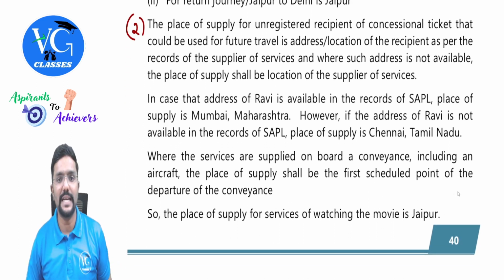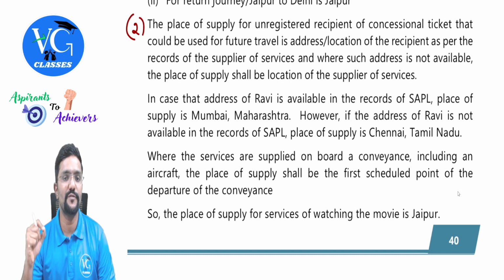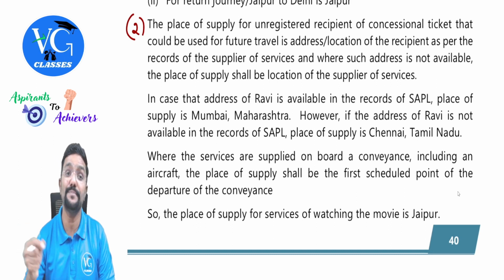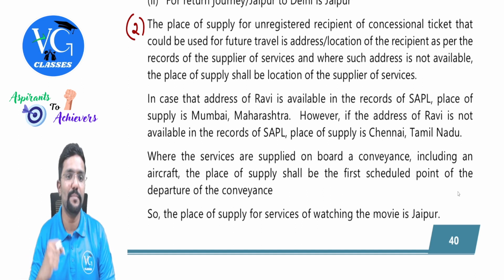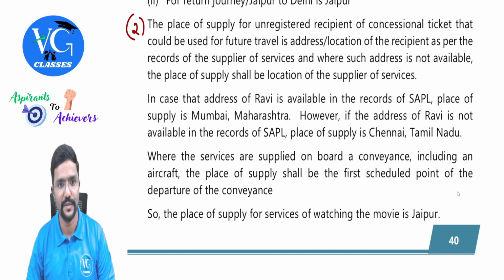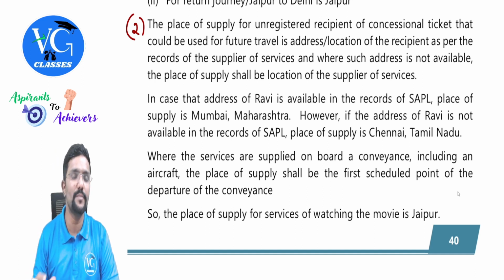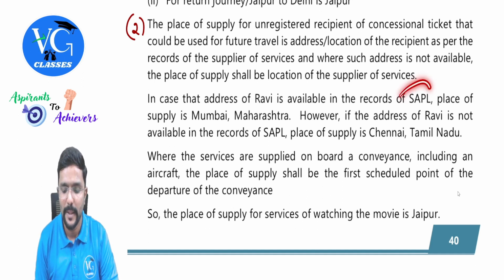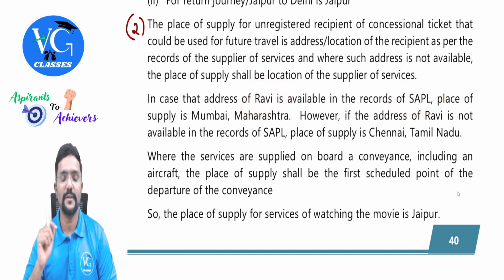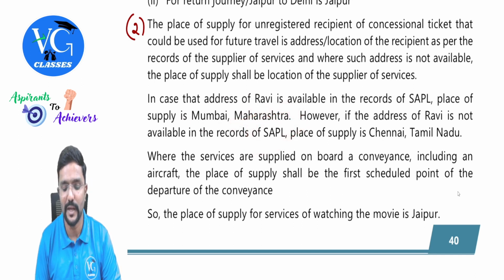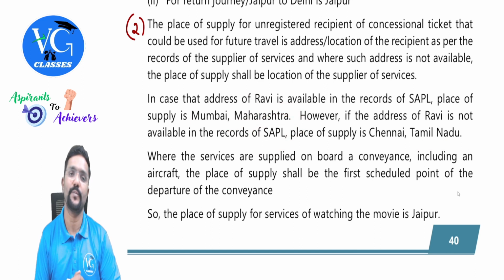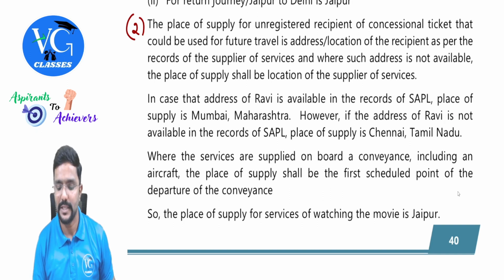The place of supply for unregistered recipient of concessional ticket that could be used for future travel is address or location of the recipient as per the records of supplier if it exists. Where such address is not available, then the place of supply shall be the location of supplier of services. In case the address of Ravi is available in the books of SAPL, that is SAPL is supplier, whereas Ravi is recipient here, guys, the place of supply will be Mumbai, Maharashtra. However, if address of Ravi is not available in the records of SAPL, then the place of supply will be the location of the supplier, which is Tamil Nadu. Got it? As question is silent about whether the address is available or not, better answer from both the points of view.